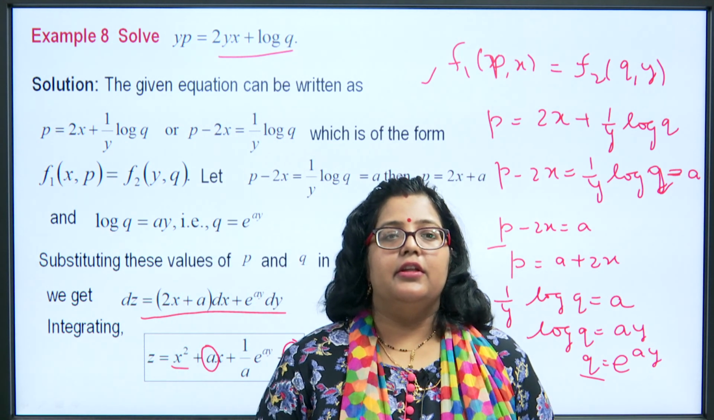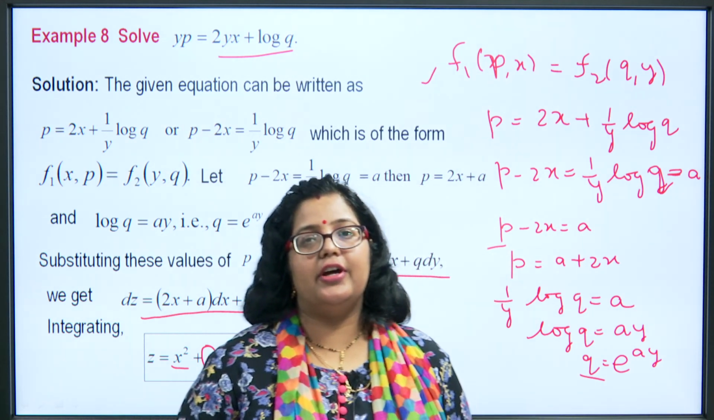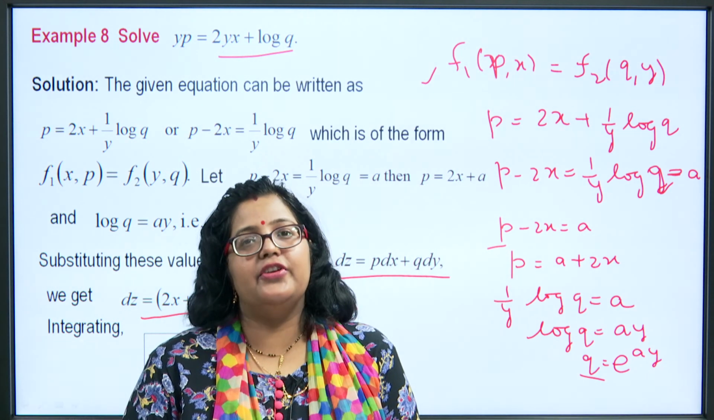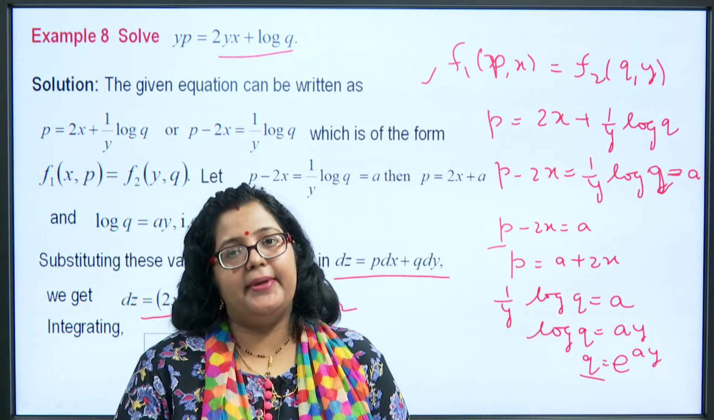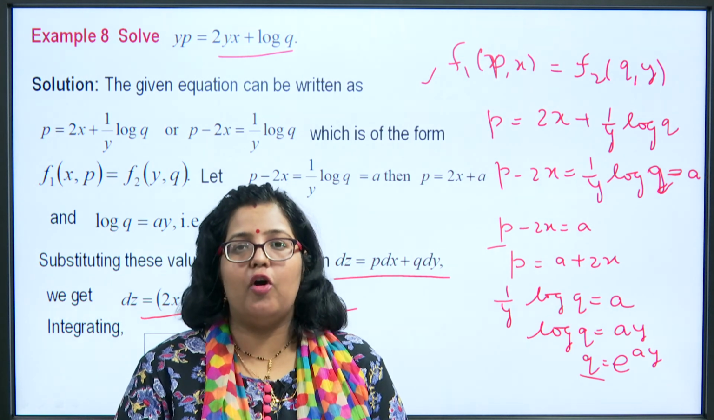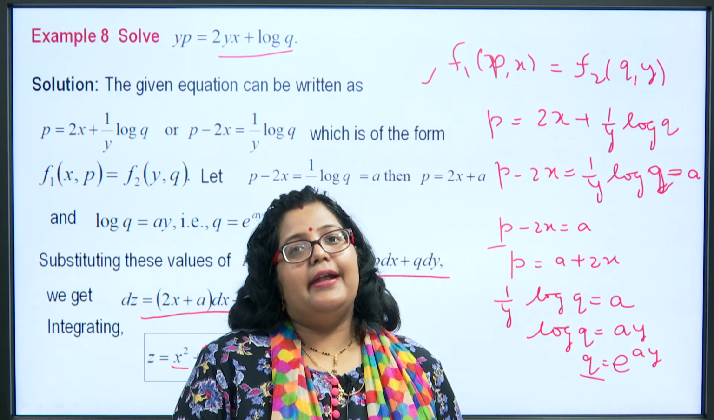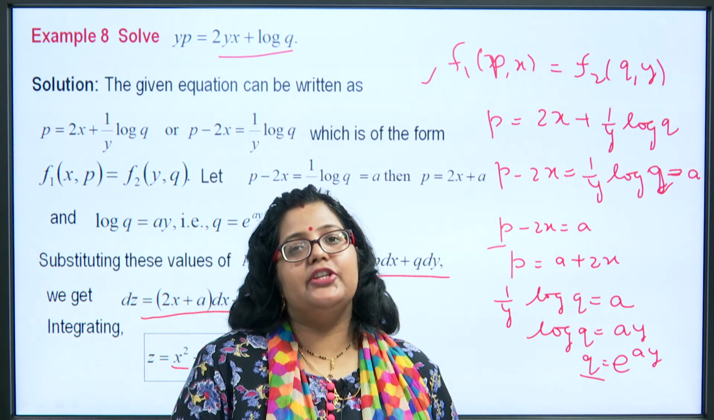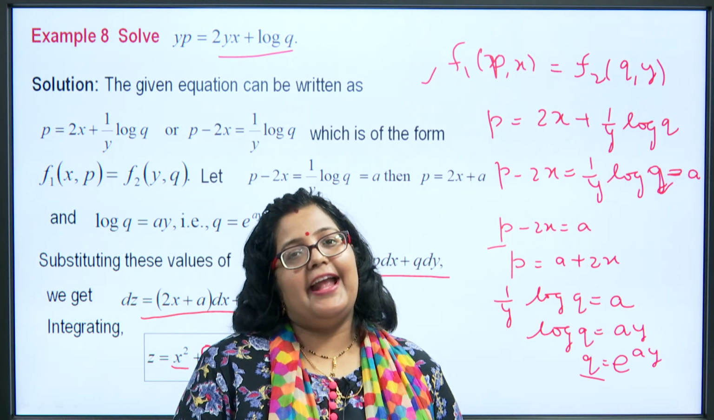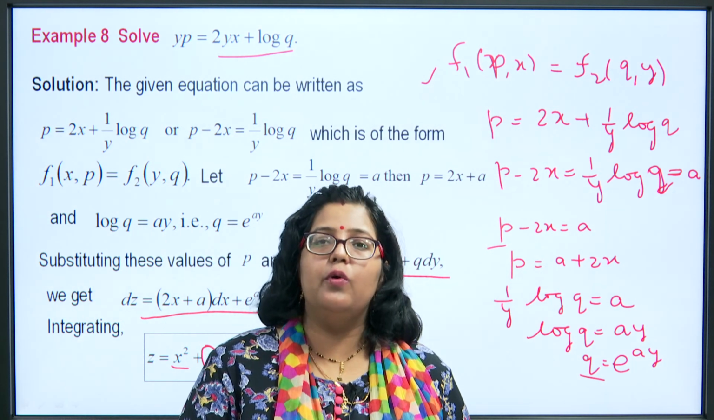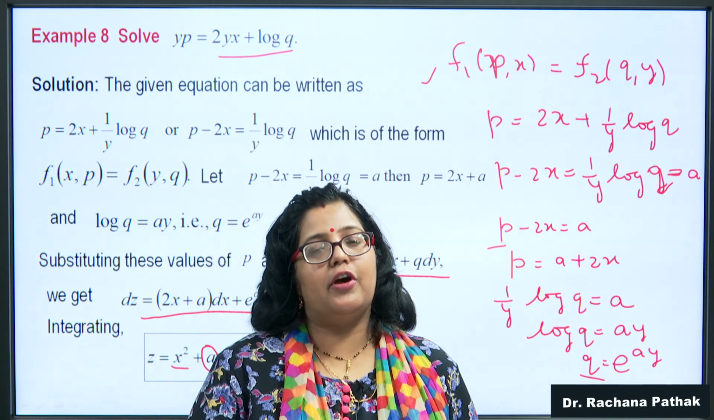That means the equation is type fourth, and in this lecture we have seen how non-linear differential equations of each type are solved. Type first contains only p and q, type second has the form z is equal to px plus qy plus some function of p and q, type third is a function containing z, p and q, and type fourth is of the form f1(x, p) equal to f2(y, q). And we solved some examples based on these types.